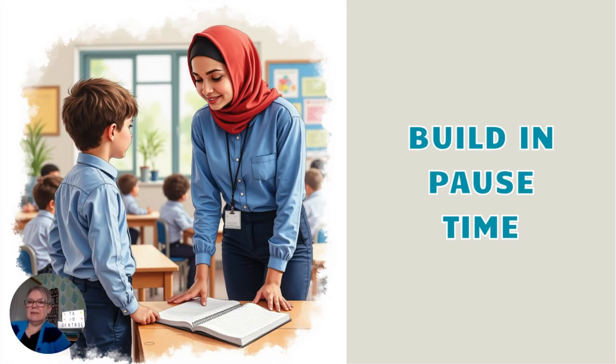3. Let them process and build in pause time. Neurodivergent children often need a few seconds more to take in what you've said. So after giving an instruction, pause, just like I've demonstrated. Don't repeat or rephrase immediately, because that pause can be the golden gap they need to get going.